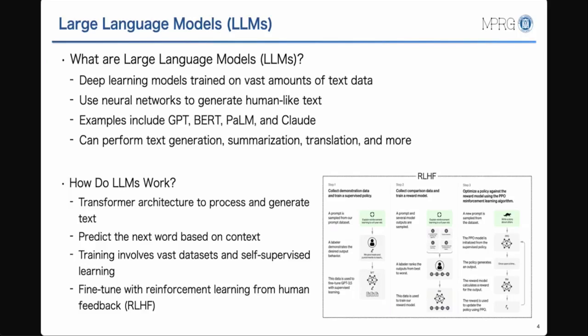So how do LLMs actually work? LLMs use a model called the transformer, which predicts the next word based on the context of the previous words. The training process involves massive data and relies on self-supervised learning, where the model learns from patterns in the data without needing explicit human-labeled examples. Finally, to refine the performance, LLMs can be fine-tuned using reinforcement learning from human feedback. This helps align the model's responses with what humans expect, improving both accuracy and relevance.